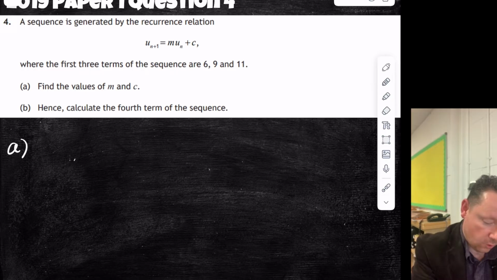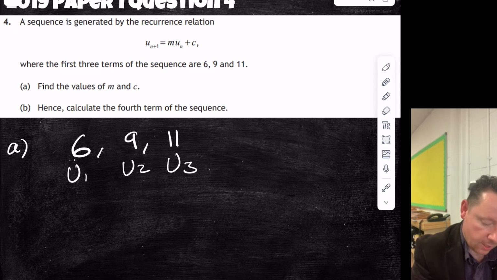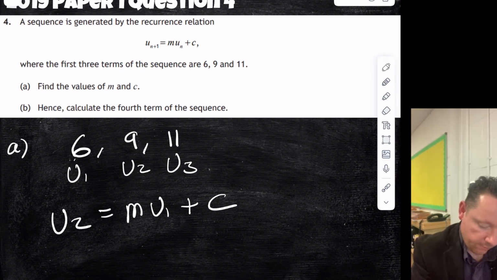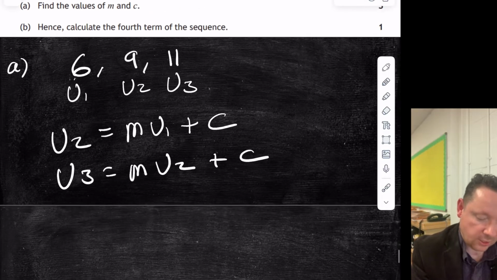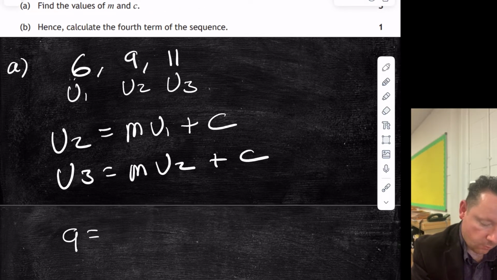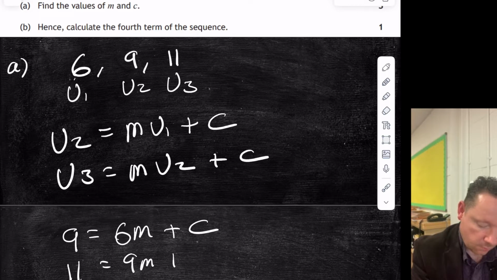So we have got 6, 9, and 11. We could call that the first term, the second term, and the third term. So the second term would equal m times the first term plus c. And the third term would equal m times the second term plus c. So we could just sub them in. So u2 is 9, is equal to 6m plus c. And u3 is 11, that equals 9m plus c.